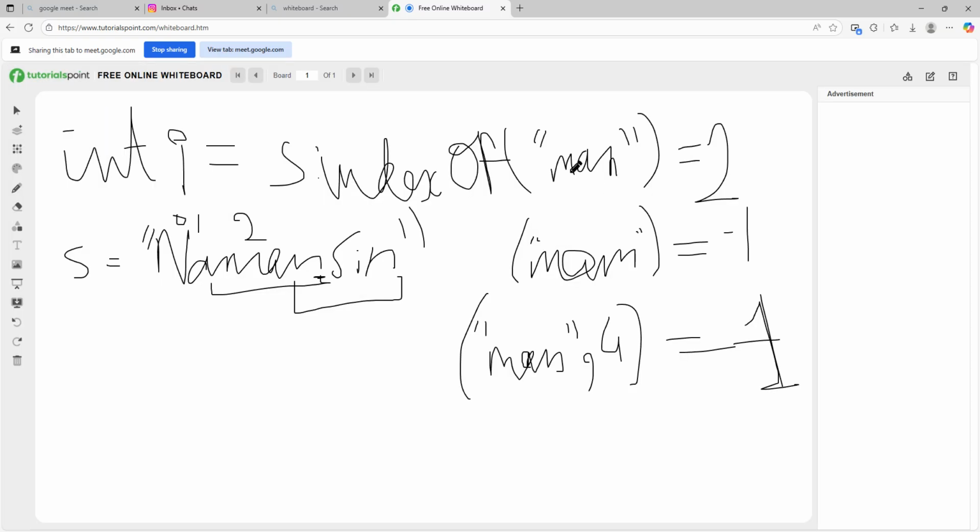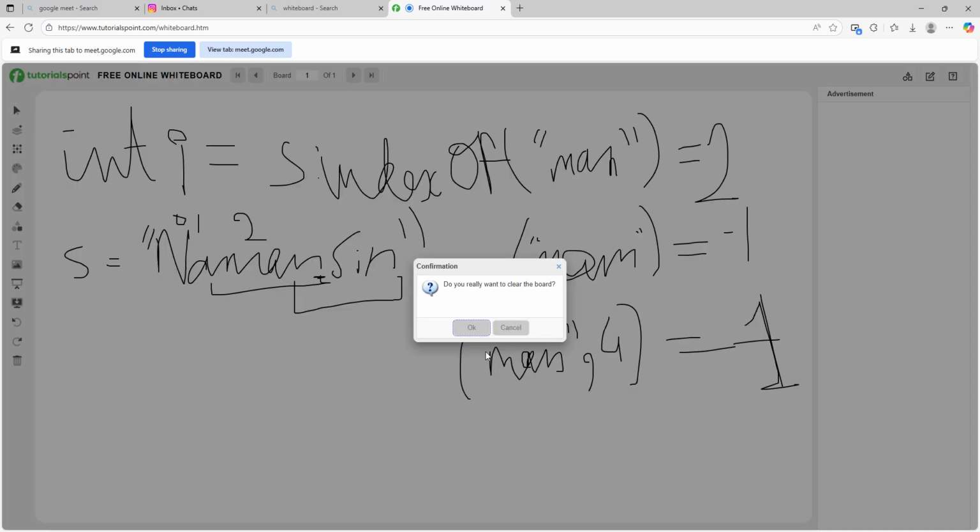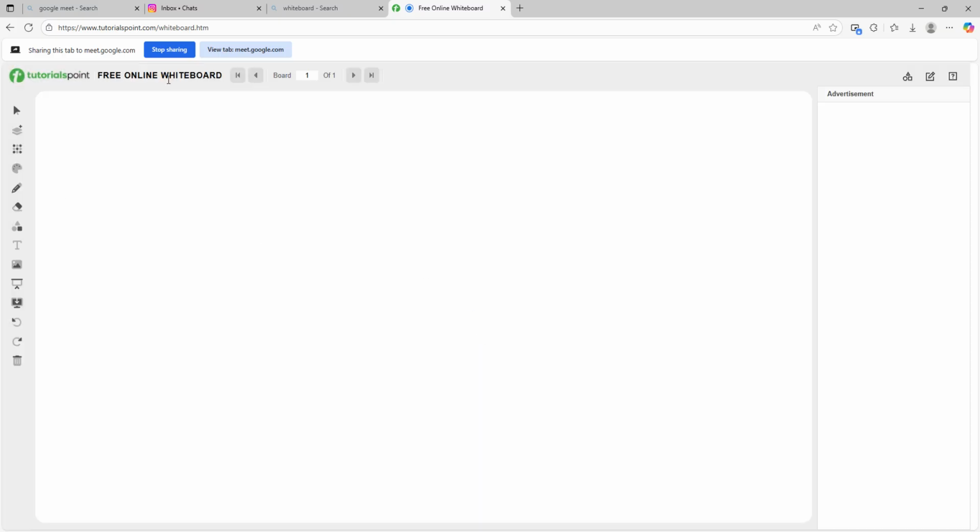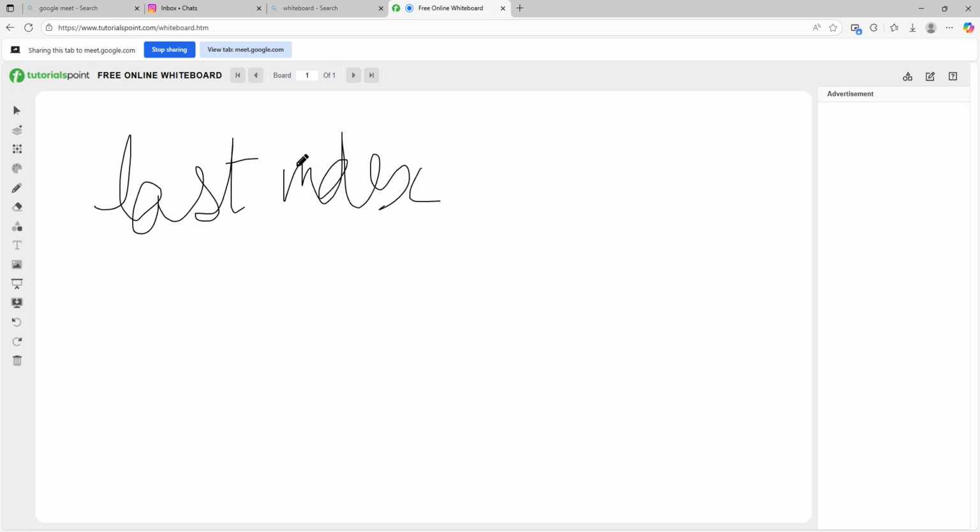So basically you can put strings and characters to search the index position, and you can also put numbers if you want to skip letters, then search for the index position. Then there's a similar method, which is last index of.